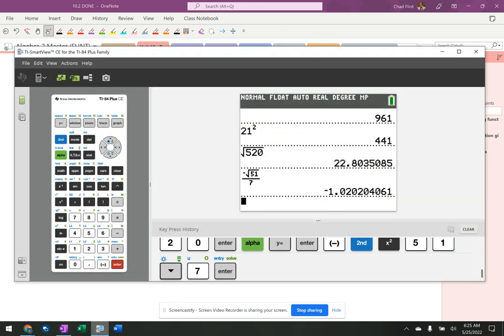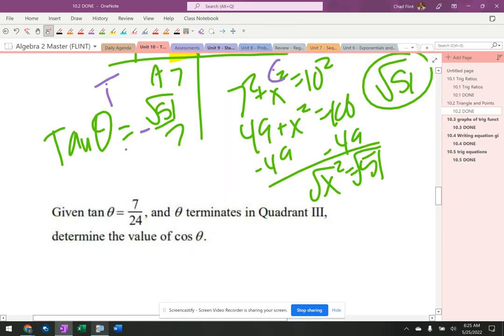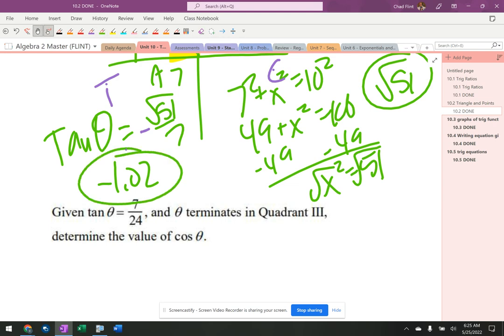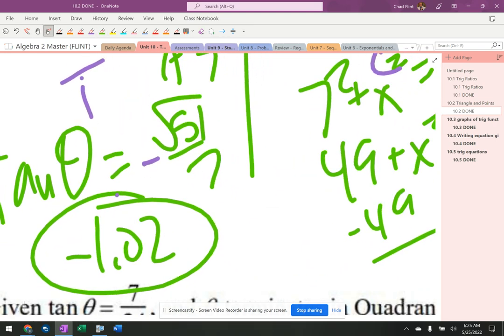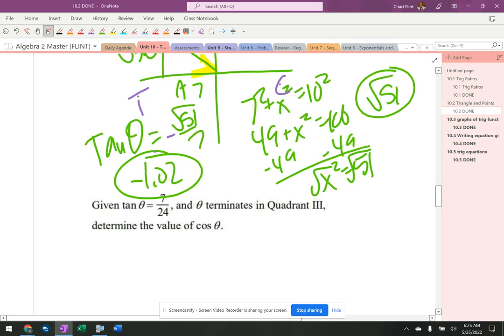I'm making sure I type that in right. So it's negative 1.02. Oh, not dot, dot, dot. Negative 1.02 rounded to the nearest hundredth. Okay? If someone had negative square root of 51 over 7, I would give them full credit for it. I would not take off because they didn't round to the nearest hundredths place.